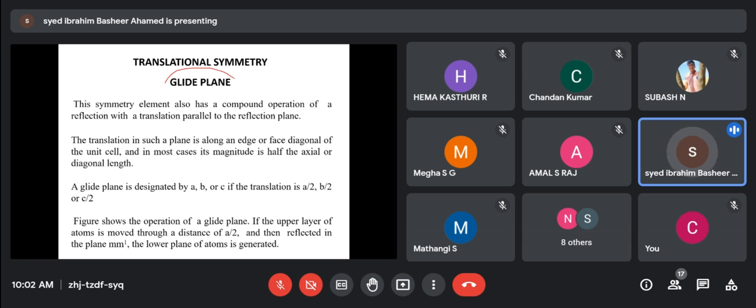Second type is called glide plane. Whereas in the previous case, you had a rotation, right? Rotation followed by a translation. All right. So here, what you are having is reflection followed by translation. All right. So you can say a reflection.